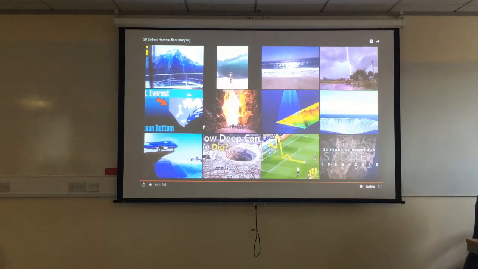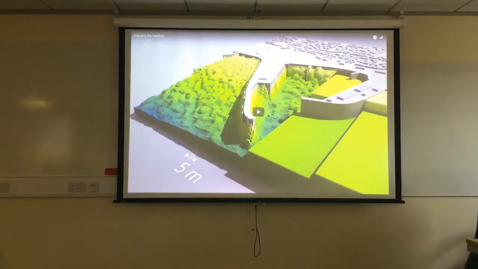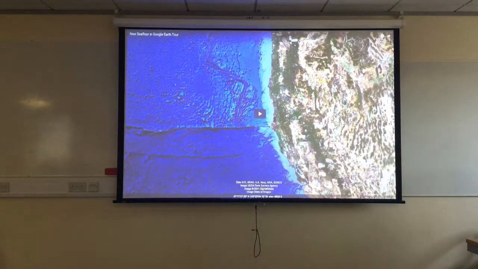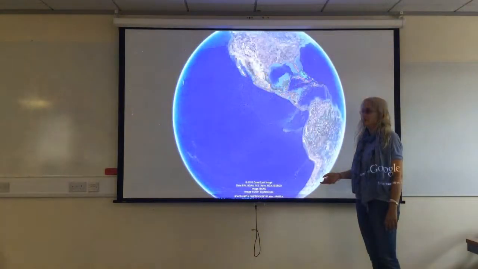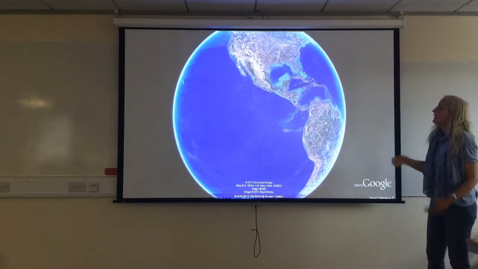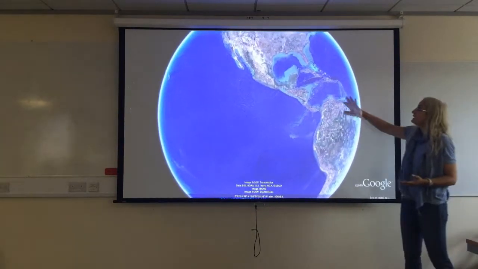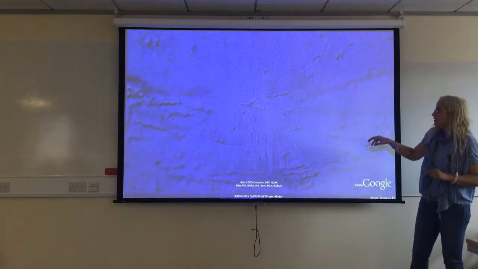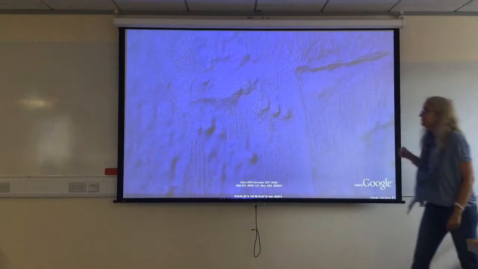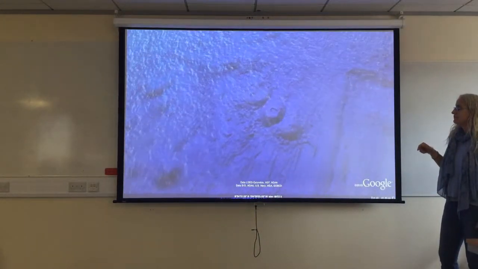There are many examples. And this is a new application of Google Earth: Google Earth Tour New Seafloor. They want to show the seafloor topography. They are using almost 1 kilometer grid resolution for the seafloor, so they can show you the seamounts, and half of all of the ocean area that has ever been mapped.